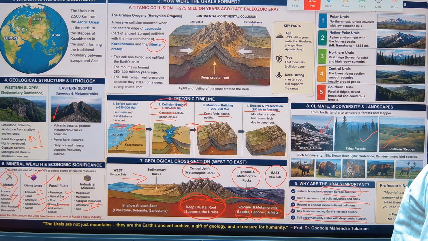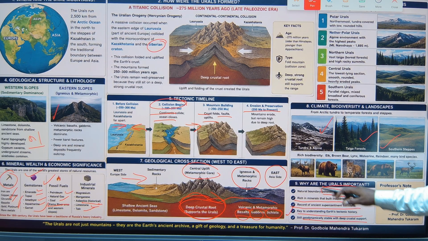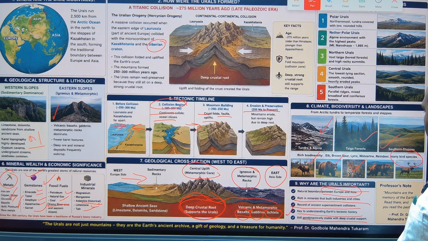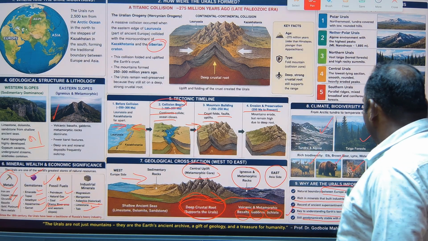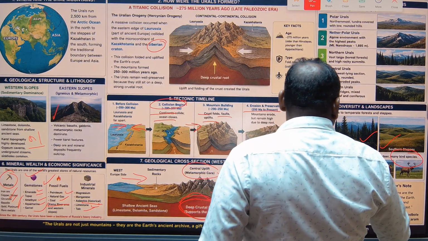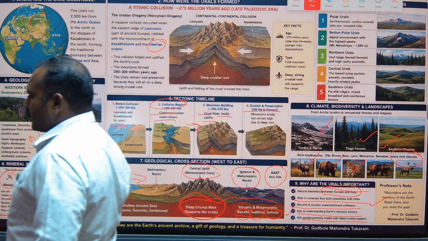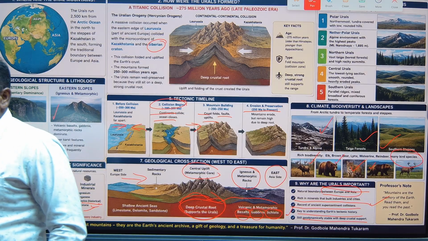Another important feature we may talk about is the biodiversity, or the animals. Those are elk and brown bear and lynx, wolverines and reindeers. And many birds reside in this beautiful scenery. And this is all about the mountains, and those are the memory of the earth. Read them and you read the past. So this information can give us the past history of the formation of this Ural mountain. Thank you.